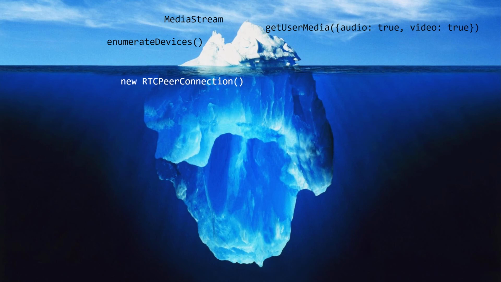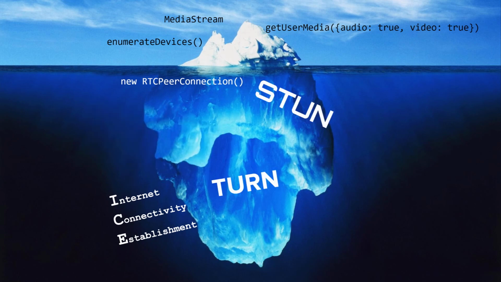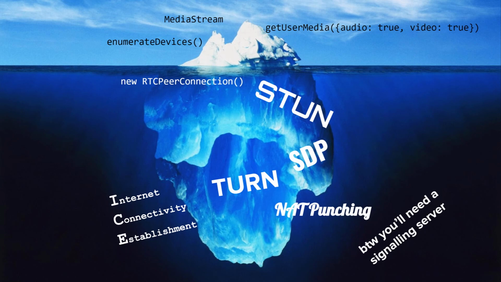You quickly have to learn about things like ICE agents. No, not those ICE agents. These ICE agents, the ones that do Internet Connectivity Establishment, which is how you figure out whether you're going to use STUN or TURN. Well, how do you figure out which one you're going to use? You're going to need to set an SDP, a Session Description Protocol. By the way, we lied when we said that you didn't need a server for this. You'll actually need a signaling server to send that between the two participants in the video call, because you're going to need to do NAT punching.